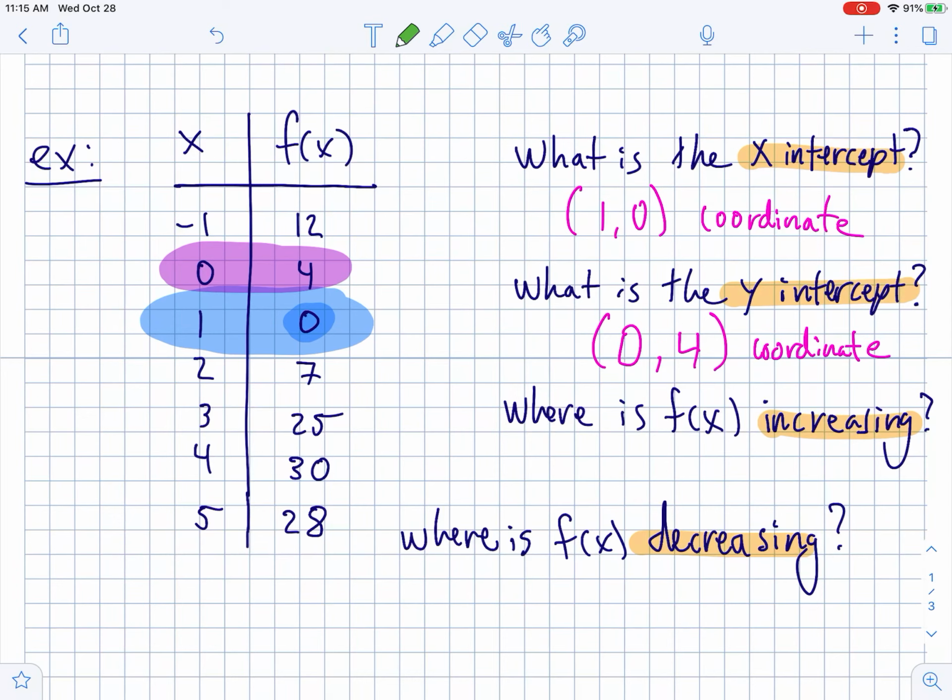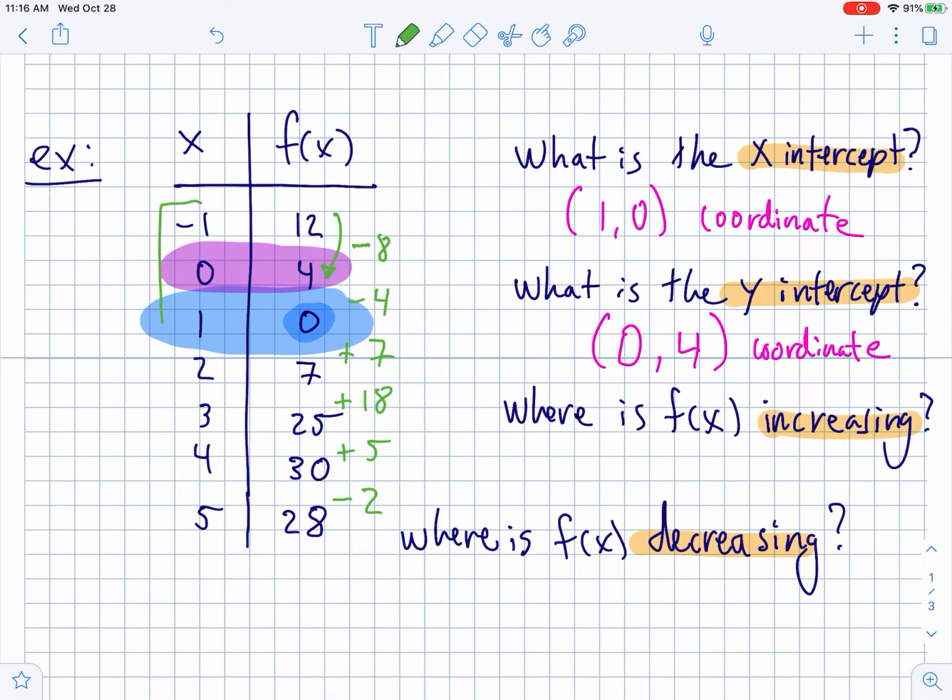Now, for the increasing, decreasing, I think it helps to put a little bar on the side of how the f of x's are changing. So to get from 12 down to 4, this is a minus 8. Then to get from 4 to 0, we do a negative 4. But then it goes back up. It's a plus 7, then a plus 18, then a plus 5, but then it goes down again. There's a minus 2.